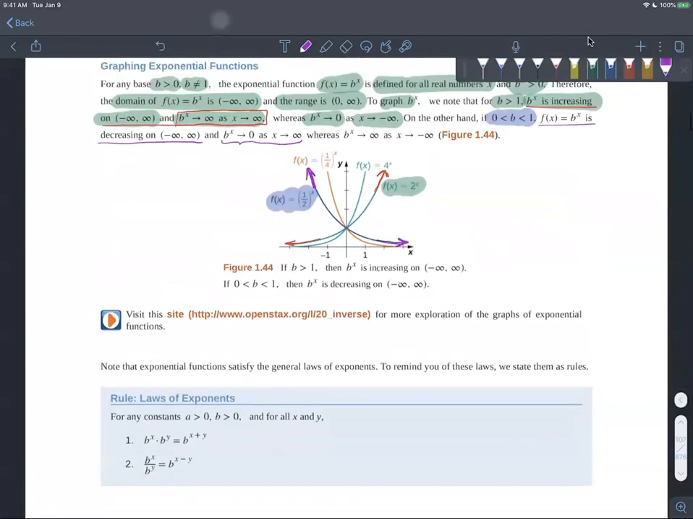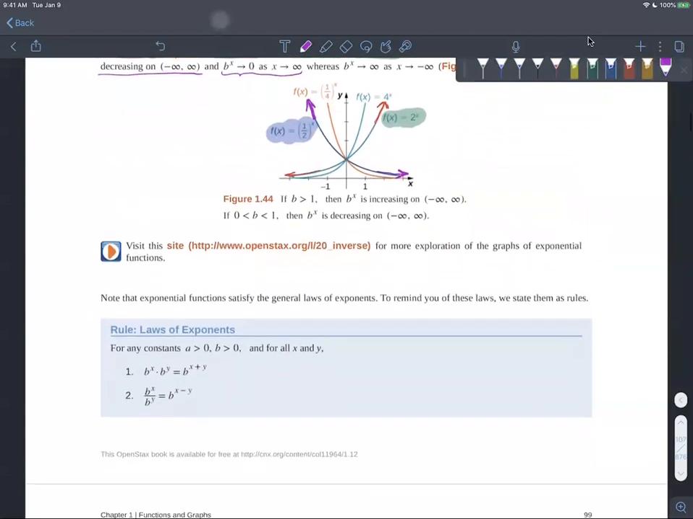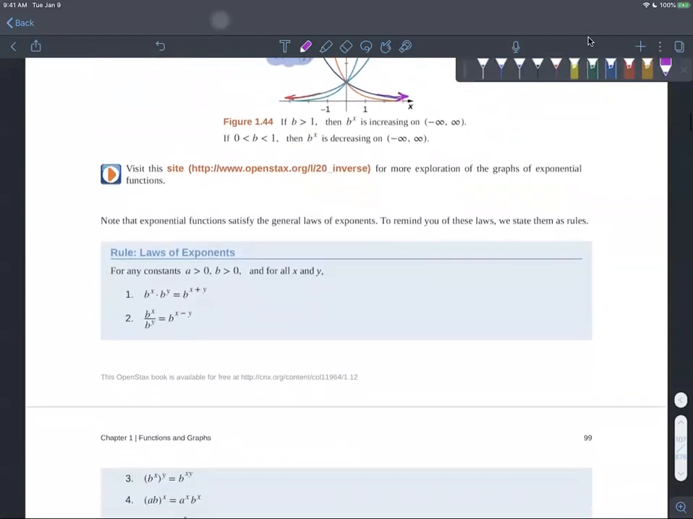Visit this site, and you can click on it there and open in Safari if you want, for more explanation of the graphs of exponential functions. So that's kind of cool.